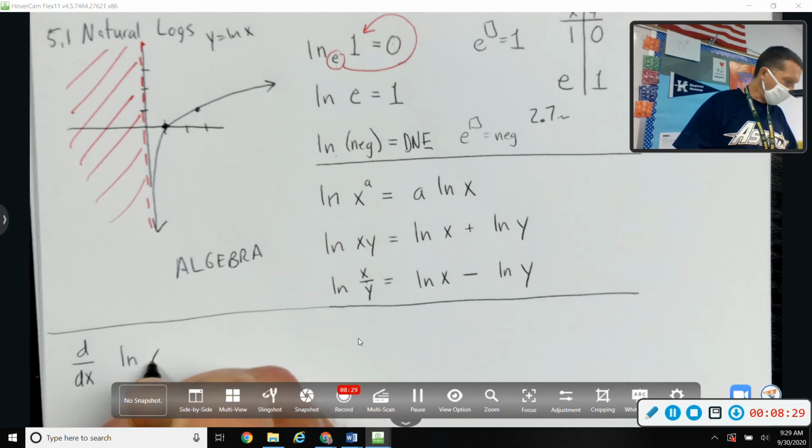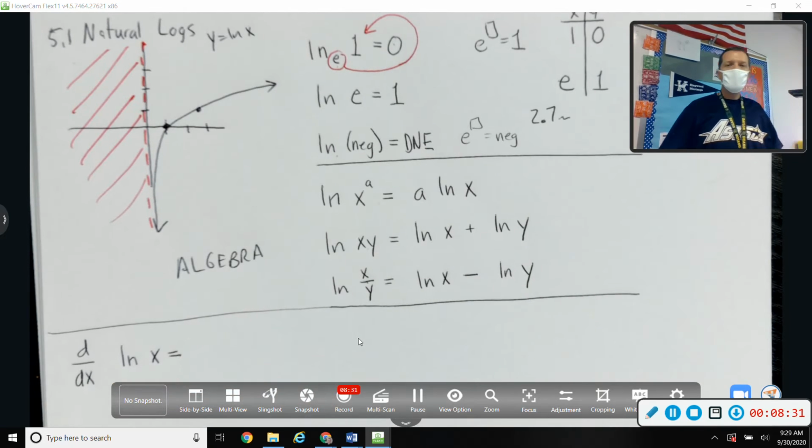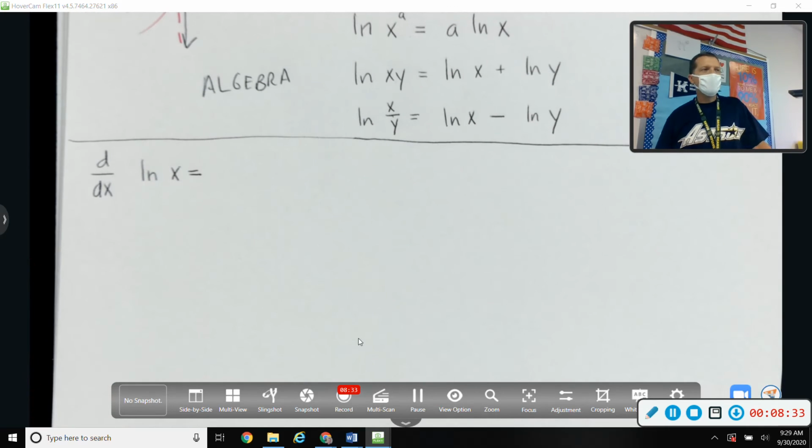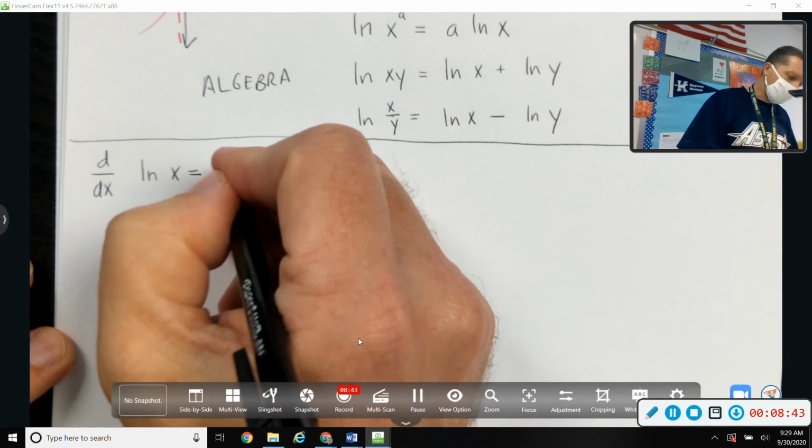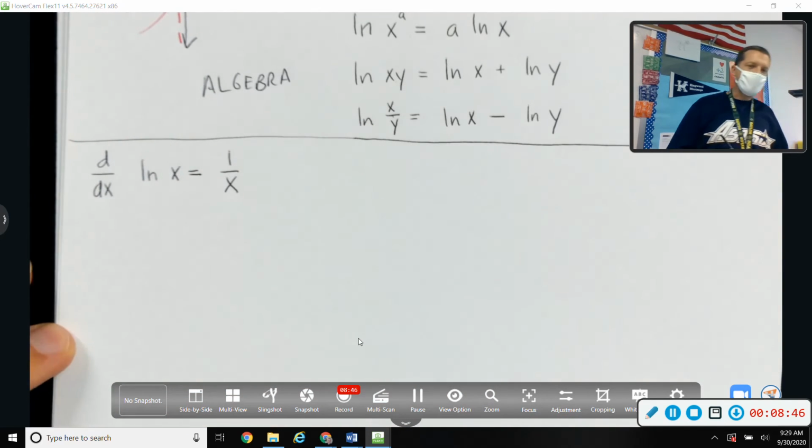So, time for calculus. The derivative of the natural log of x. This is just going to be a rule. We're not going to derive it. You're not going to know where it came from. How do we get that? You just have to know that the derivative of natural log of x is 1 over x.